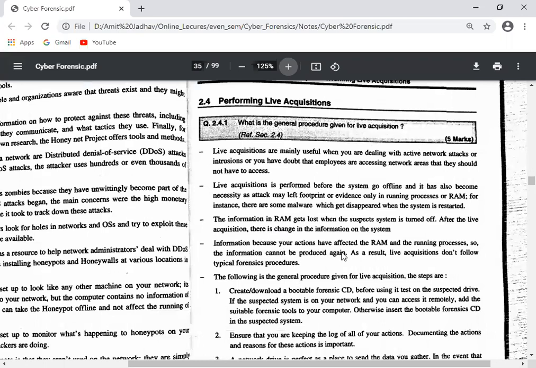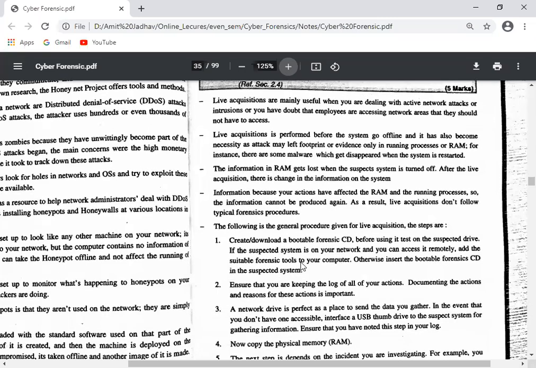Information is lost because your actions have affected the RAM and the running processes, so the information cannot be produced again. As a result, live acquisition does not follow the typical forensic procedure. If we lose the RAM information, we cannot get it back because it's volatile memory. Whenever the system turns off, we can't get that data.